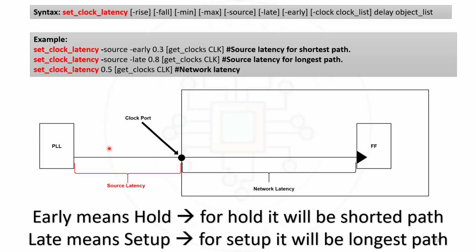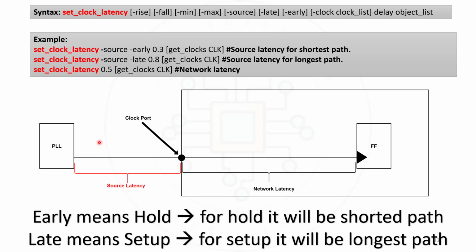So see this one, we have already understood what is this PLL, clock port or clock definition point, and clock pin. From PLL to clock port, it is called source latency, and from clock port to the clock pin, it is called network latency. If you are using -source, then source latency will be applied. If you are not using -source, then by default, network latency will be applied.